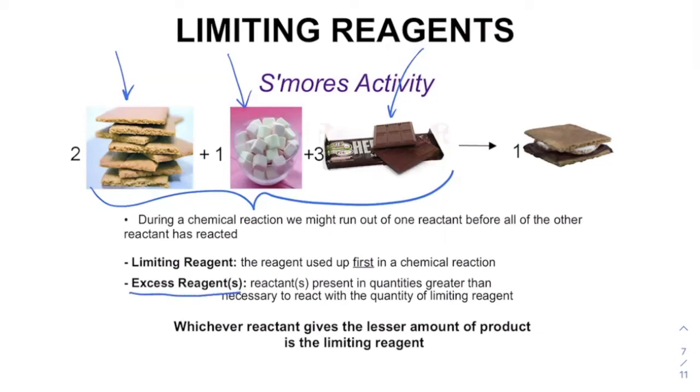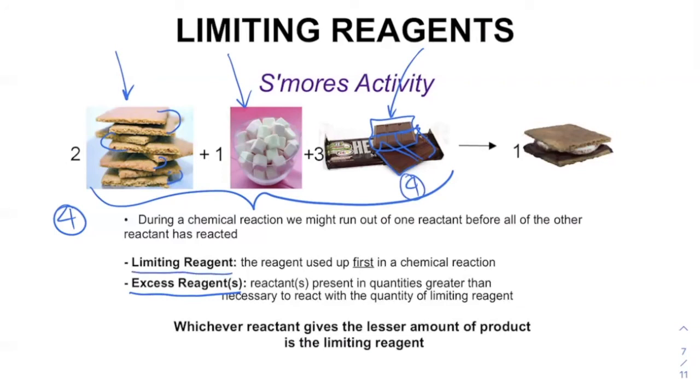If we look at the number of graham crackers, here's 1 sandwich, 2 sandwiches, 3 sandwiches, 4 sandwiches is all we can make in terms of the graham crackers. And in terms of the chocolate, it looks like we have maybe 1 here, 1 here, 1 here, 1 here. So that one also can only make 4. The chocolate and or the graham crackers would be what's called our limiting reagent.